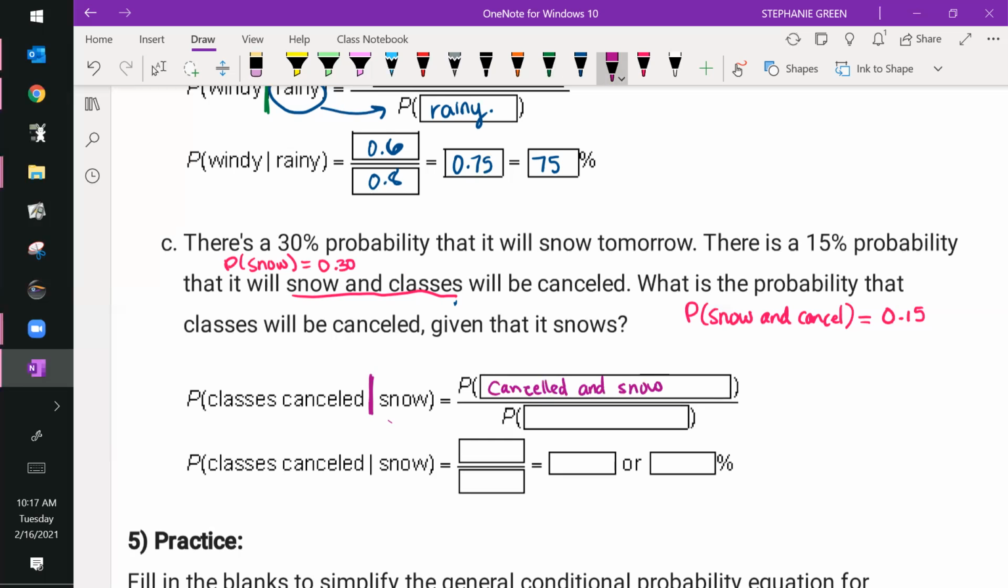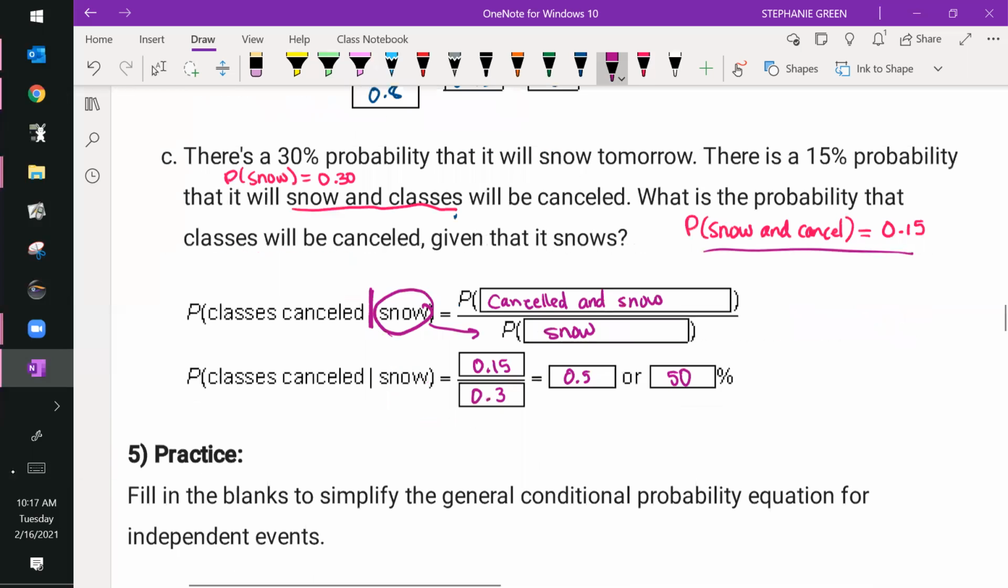And in the denominator, we have the probability of the condition, snowing. There we go. So let's plug in our numbers. The intersect, snow and cancel, was 0.15. The condition, snow, was 0.3. 0.15 over 0.3, that's 0.5, 50%. So a 50% chance of classes being canceled given that it snows tomorrow. So that means if it snows tomorrow, there will be a 50% chance of classes canceled.